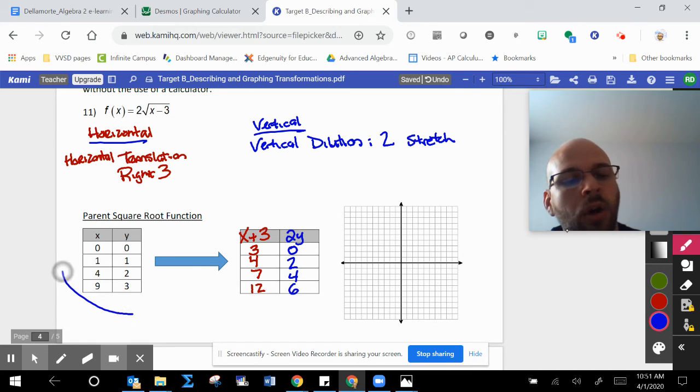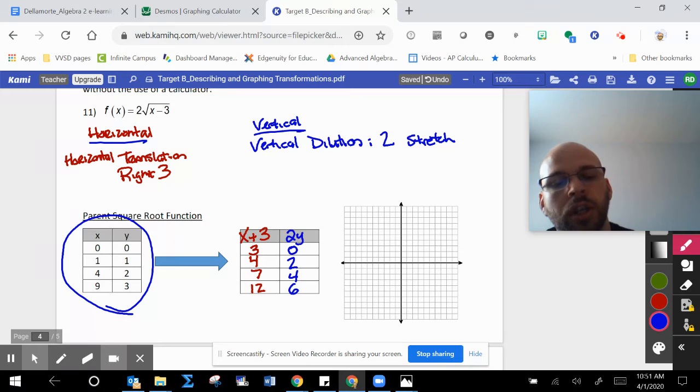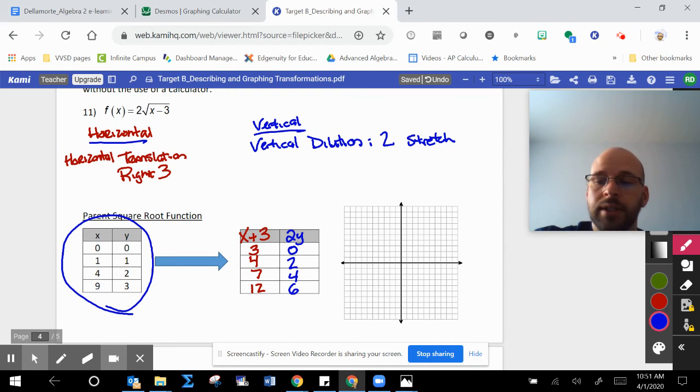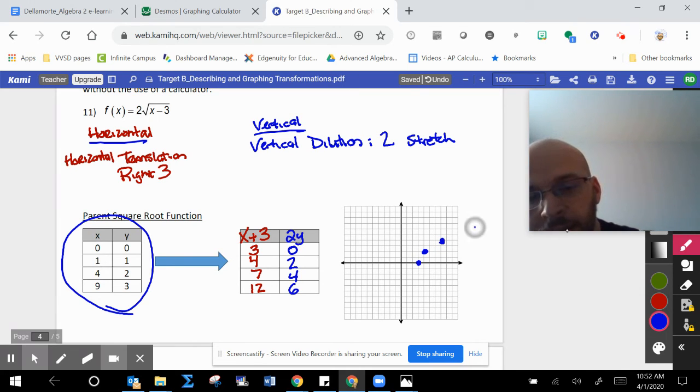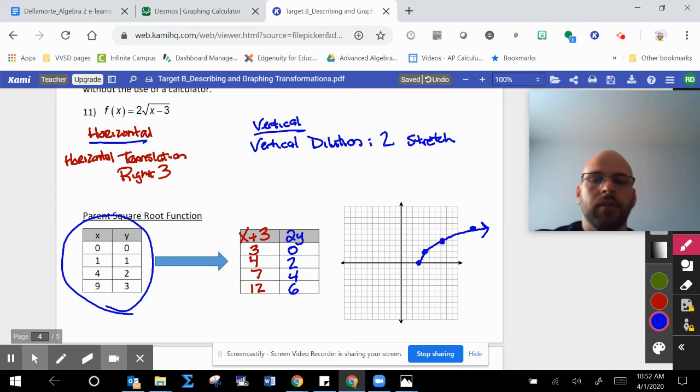Again, I use the original parent function to get my new table of values. From there, it's as simple as just plotting some points. I know my first point is going to be at 3, 0. Then I have 4, 2, 7, 4, and then 12, 6. Now that's going to be off my graph a little bit, but what I get is a graph that looks like that.